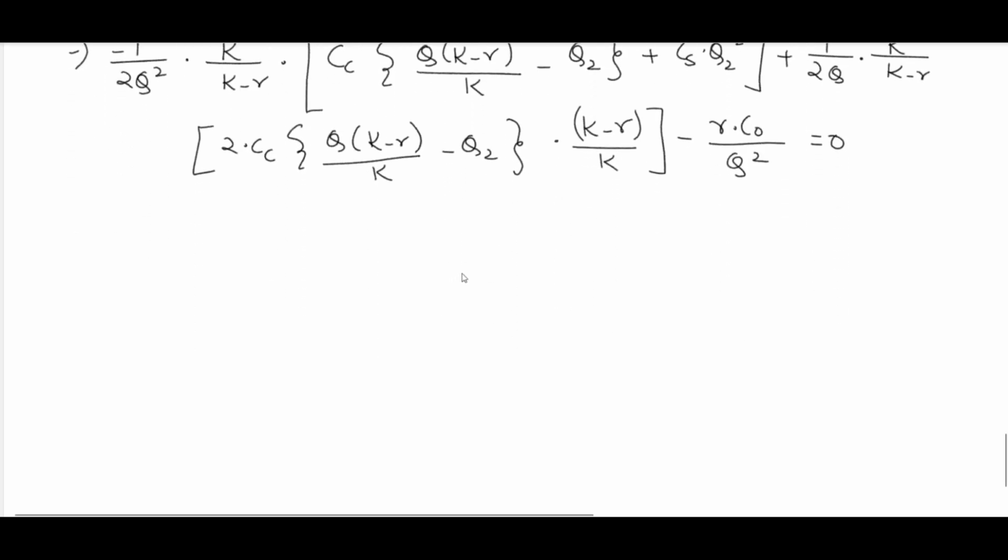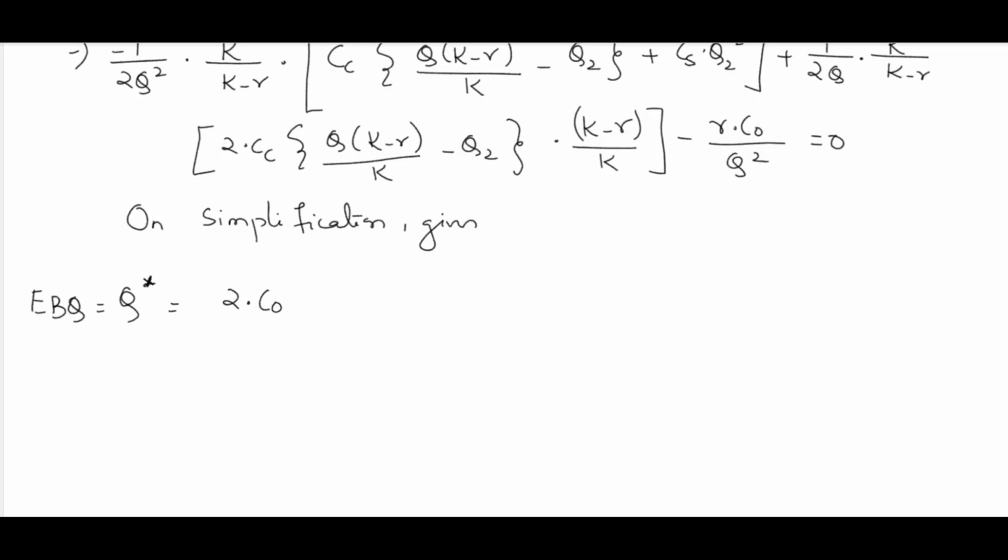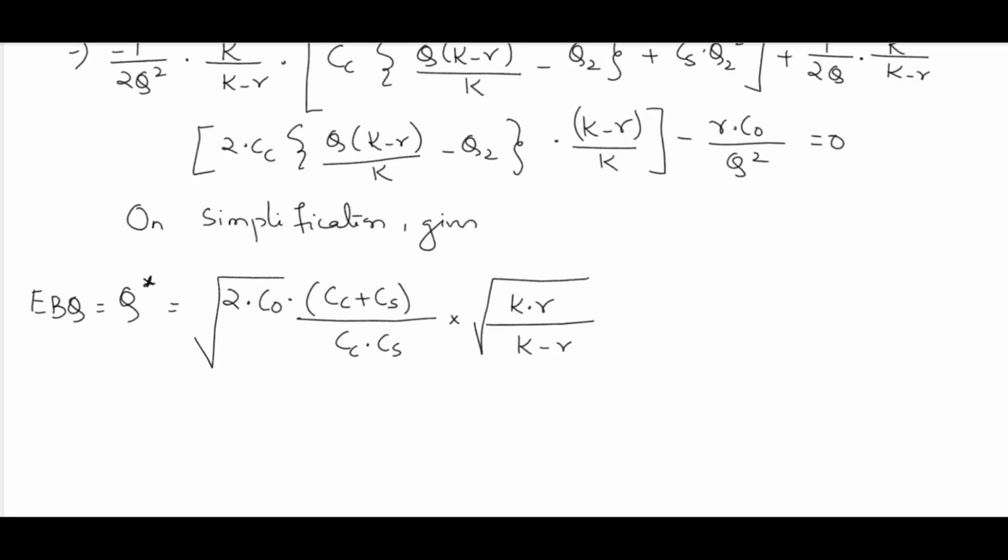Now I have taken the first derivative, and if you simplify it, on simplification it gives Q star. So ultimately we got the economic batch quantity, this is EBQ. Q star is equal to square root of twice C0 (Cc plus Cs) divided by Cc Cs into K R divided by (K minus R). So this is our Q star.